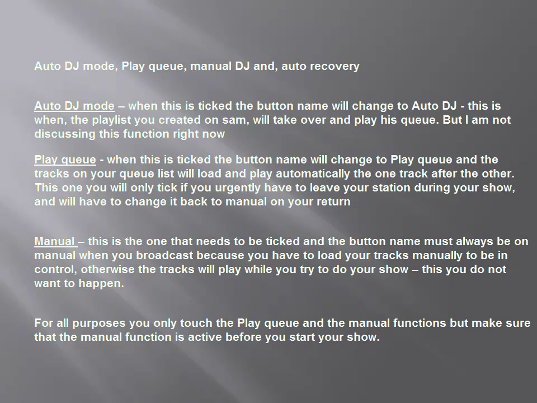Manual. This is the one that needs to be ticked, and the button name must always be on Manual when you broadcast, because you have to load your tracks manually to be in control. Otherwise the tracks will play while you try to do your show. This you do not want to happen. For all purposes you only touch the Play Cue and the Manual function buttons, but make sure that the Manual function is active before you start your show.